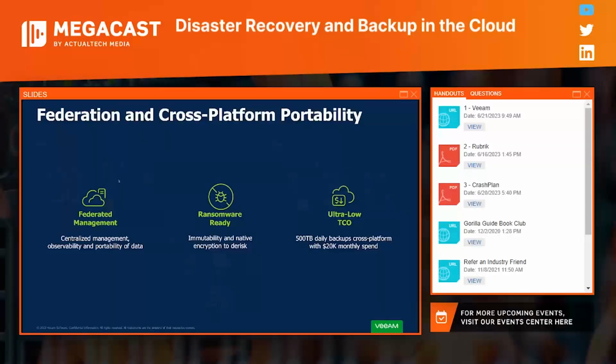And then finally, the big one is an ultra low total cost of ownership. This organization's doing 500 terabytes of daily backups across the platforms, as we showed earlier, with just a $20K monthly spend. So it's a lot of data going in a lot of different places, stored for a lot of time, and at just a $20K monthly spend. So huge outcome for them.